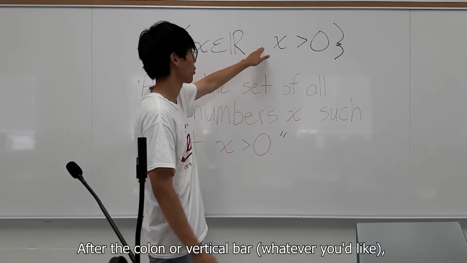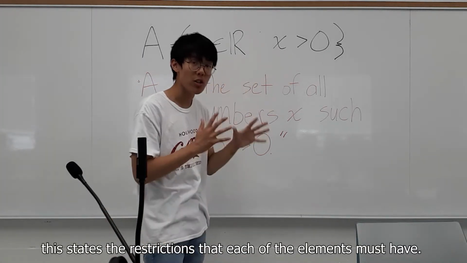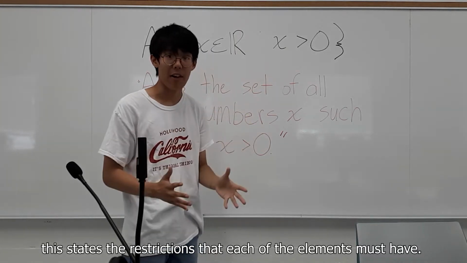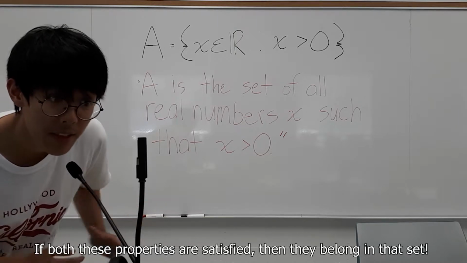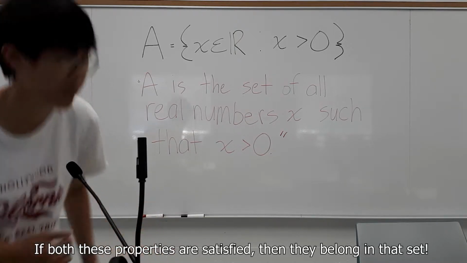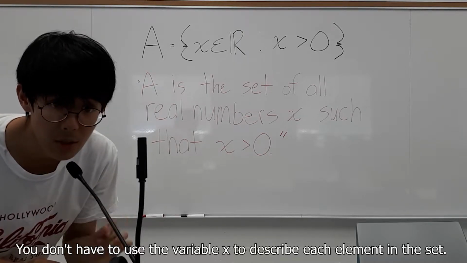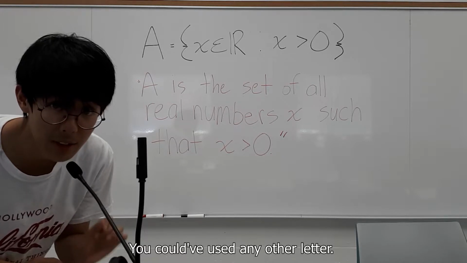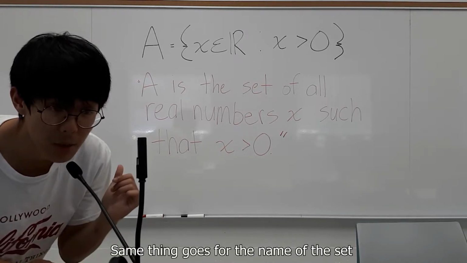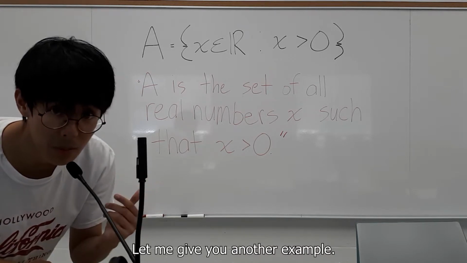This part is just a general indicator of where the elements are, what their type is. After the colon or the vertical bar, whatever you like, this states the restrictions that each of the elements must have. If both these properties are satisfied, then they belong in that set. Now, a quick note here, you don't have to use the variable x to describe each element in the set. You could have used any other letter. Same thing goes for the name of the set. I didn't have to name it A either. Let me give you another example.